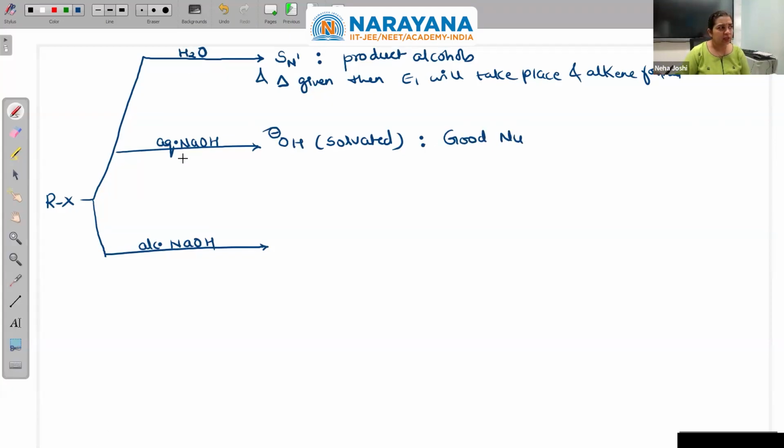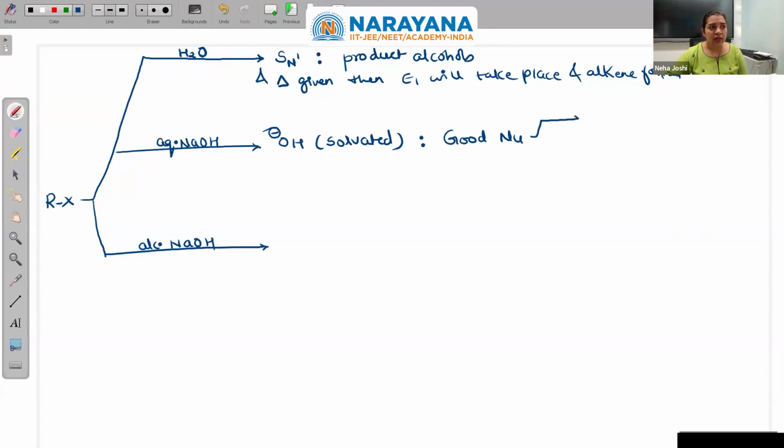Nucleophilicity is increased. Yes, to a certain extent basicity is also increased, but not strong enough to abstract the alpha H from Rx, because the H is to be removed from carbon. Now, carbon is a very poor site to act as an acid. I mean, the H attached to carbon is not a good acid center, so I will not expect it to behave as an easily removable hydrogen. Okay, so it is a good nucleophile.